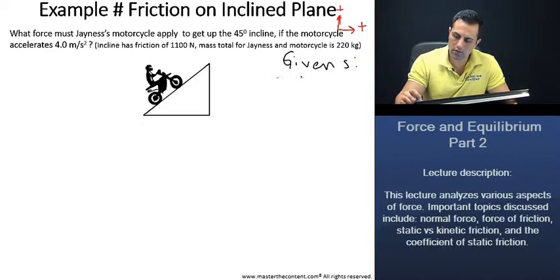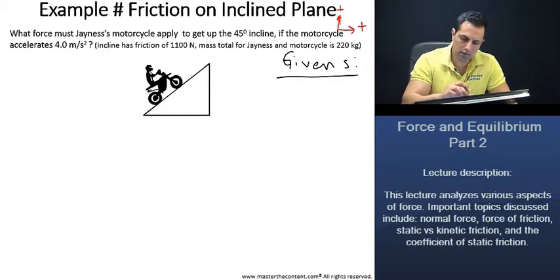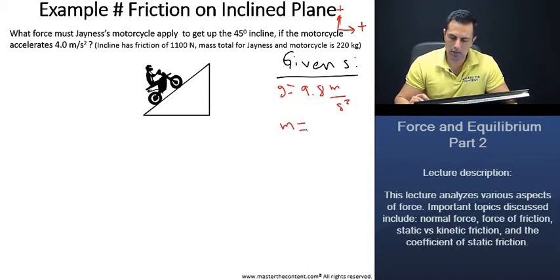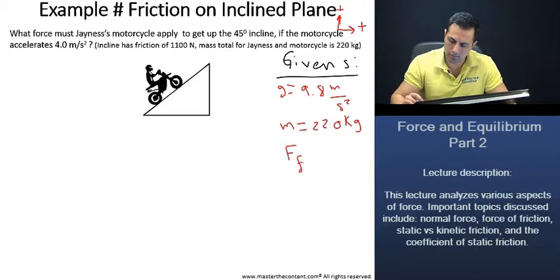It's just good to know what's going on. Again, like I always say, it's never a bad idea to write down little g, which is just 9.8 meters per second squared. We're also being given mass here, which is 220 kilograms. We also have a frictional force this time, so that's going to save us some time, and that's going to be 1100 newtons.